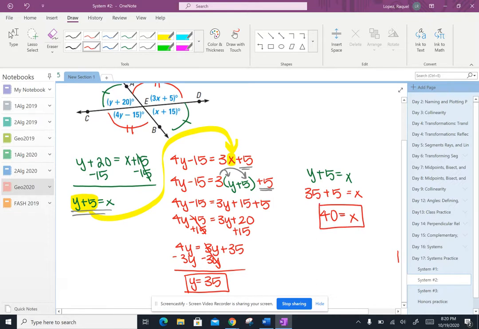So we've solved for x, we've solved for y, so my solution is 40, 35 if we're writing it as an ordered pair, or you can just leave it as x equals 40 and y equals 35. But you need both of those. If you don't find both of those values, your answer is incomplete and will be marked as wrong.